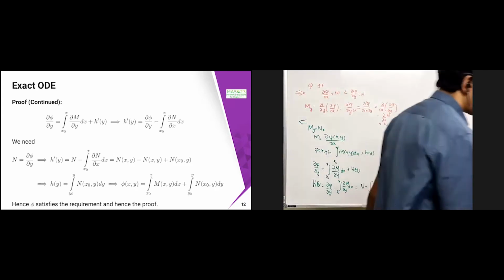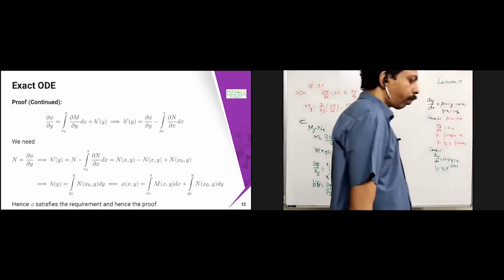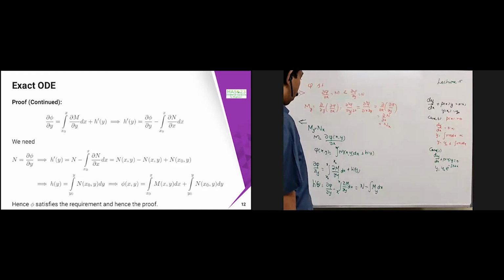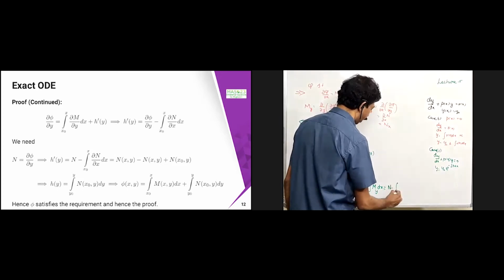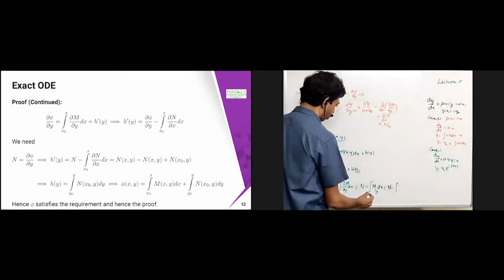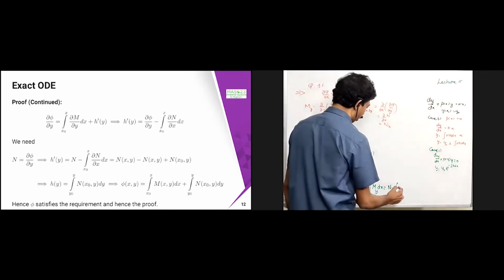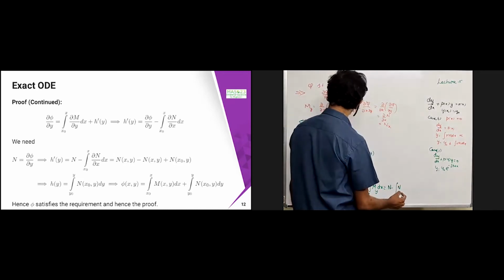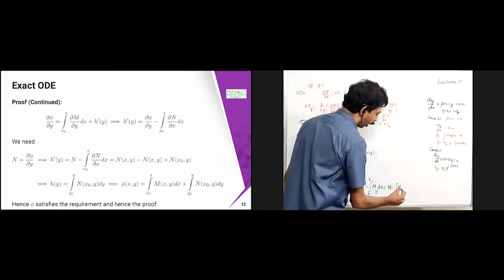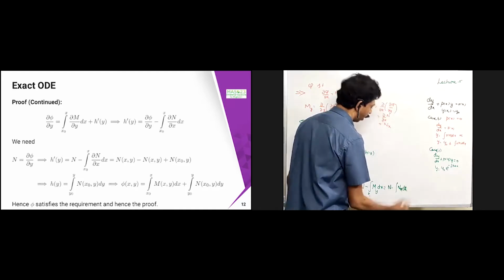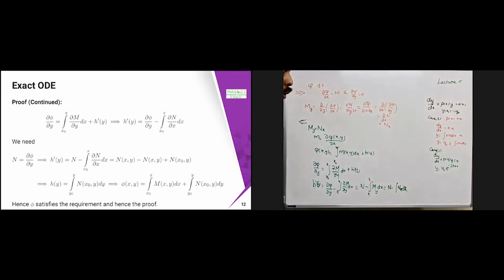Now I am going to find this. M_y is already nothing but N_x. So I can write this as N minus the integral, here also from x naught to x, of N_x dx, since M_y equals N_x. Therefore this is N minus the integral of N_x dx. Now what I am going to do? I am going to find this one.